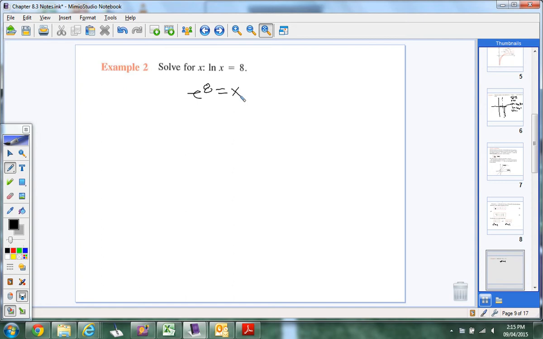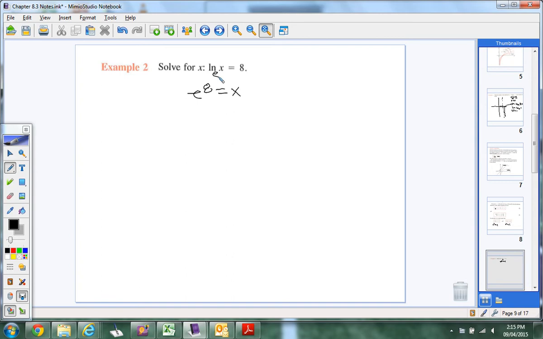There's also another way I'm going to show you, because I just did the log rules. Every ln has a base e. They don't write the base anymore.